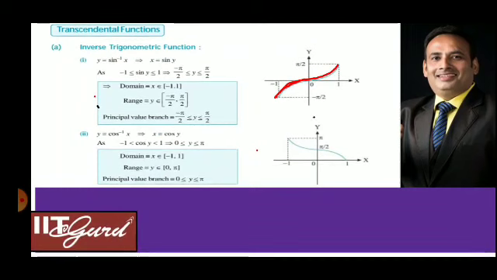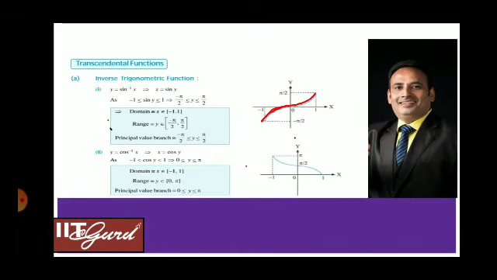This is the sine inverse x and cos inverse x. Let me revise it. For sine inverse x, the domain lies between minus 1 to plus 1, and the range is minus pi by 2 to plus pi by 2. In the cos inverse x case, the range is 0 to pi, and the domain is once again minus 1 to plus 1. Mind this point, the domains of sine inverse and cos inverse are the same, as the ranges of sine and cos are the same.